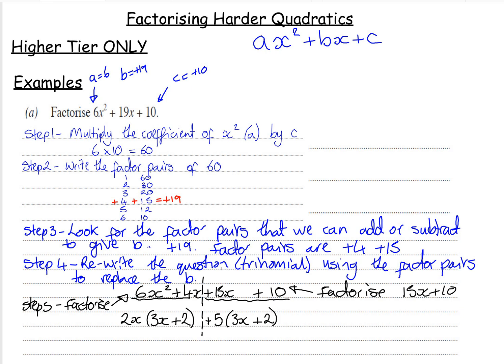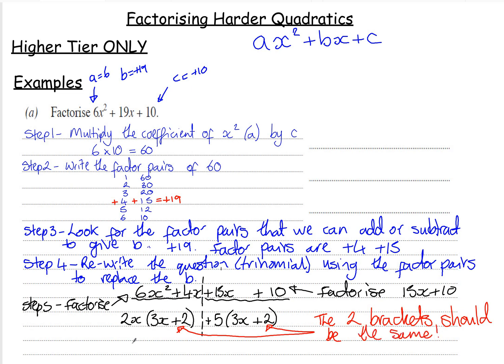Now what you should notice when you factorize these is that the two brackets should be the same. If they're not, it means you've made a mistake. Okay, and so that's now pretty much all the hard work done. We have factorized. We can now put our double brackets.